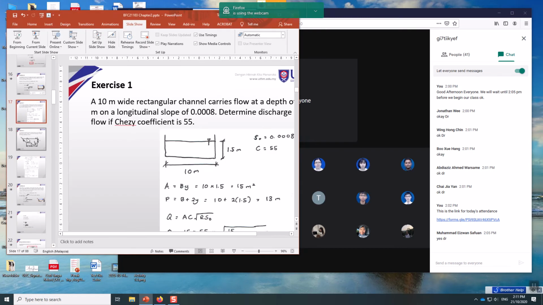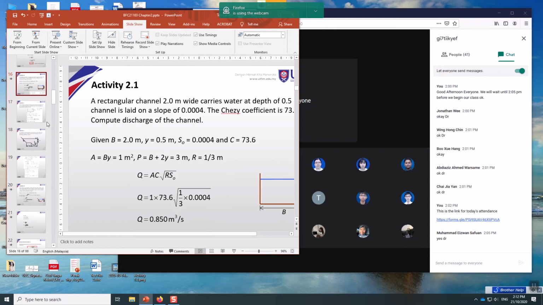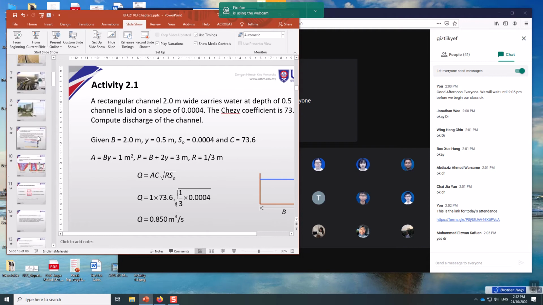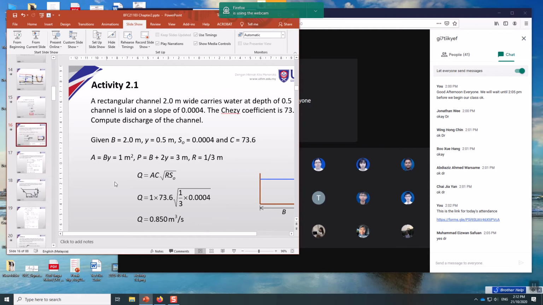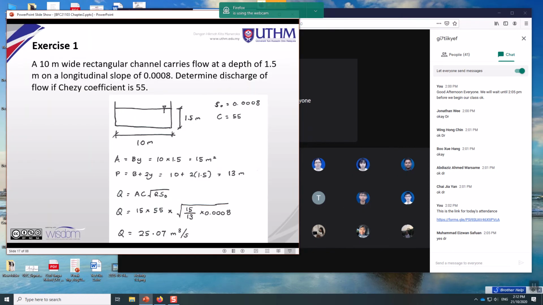Because today we are going to look at exercises where you have to solve for depth of flow, that's why I just refer to the equations that we are going to use. Now let's look at our exercise 1.